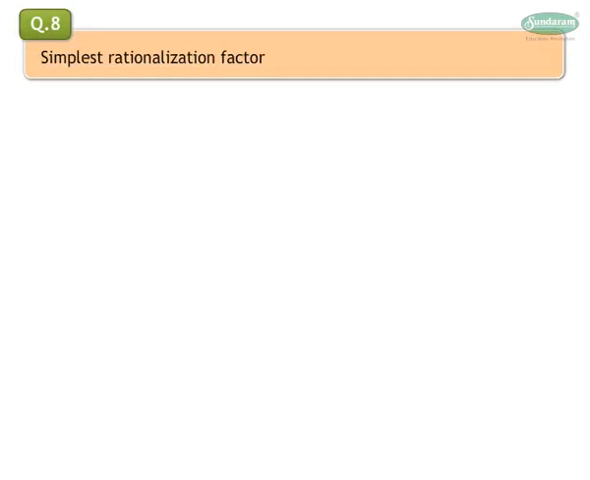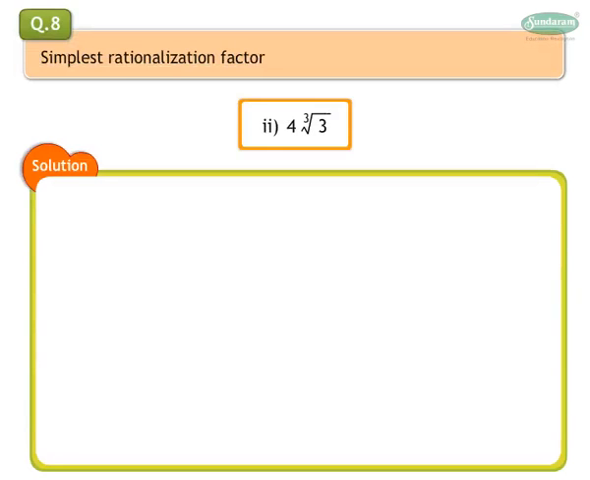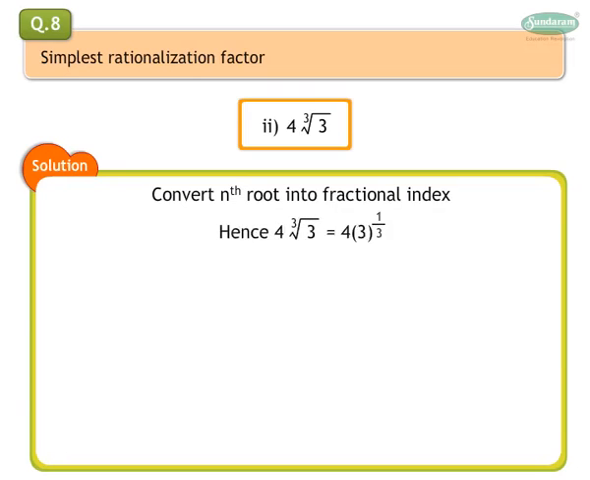Problem set 2b, question 8, 3. 4 into cube root of 3. Solution. We use the following method for a surd where n is greater than 2. Convert nth root into a fractional index. Hence, 4 into cube root of 3 is equal to 4 into 3 raised to power of 1 upon 3. Note that 1 upon 3 plus 2 upon 3 is equal to 3 upon 3 is equal to 1.